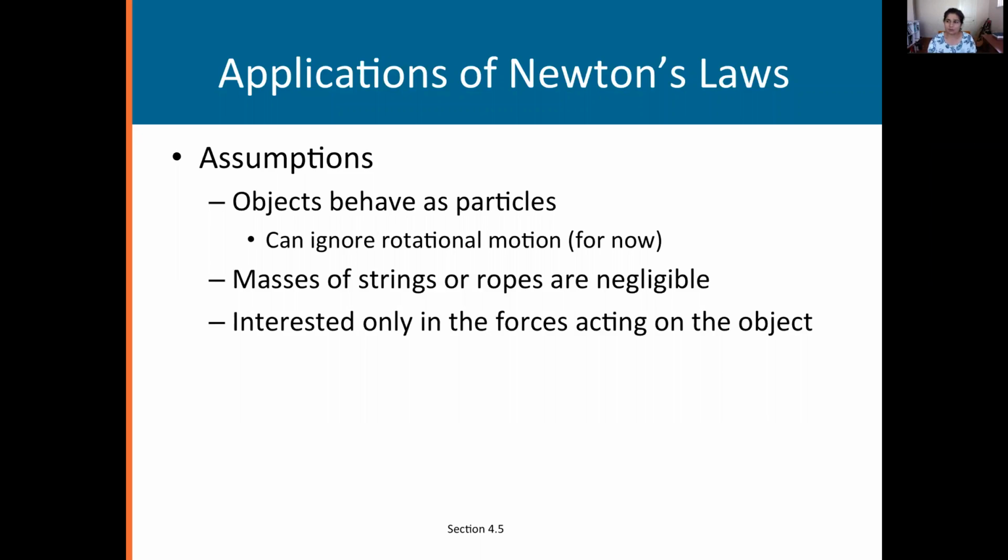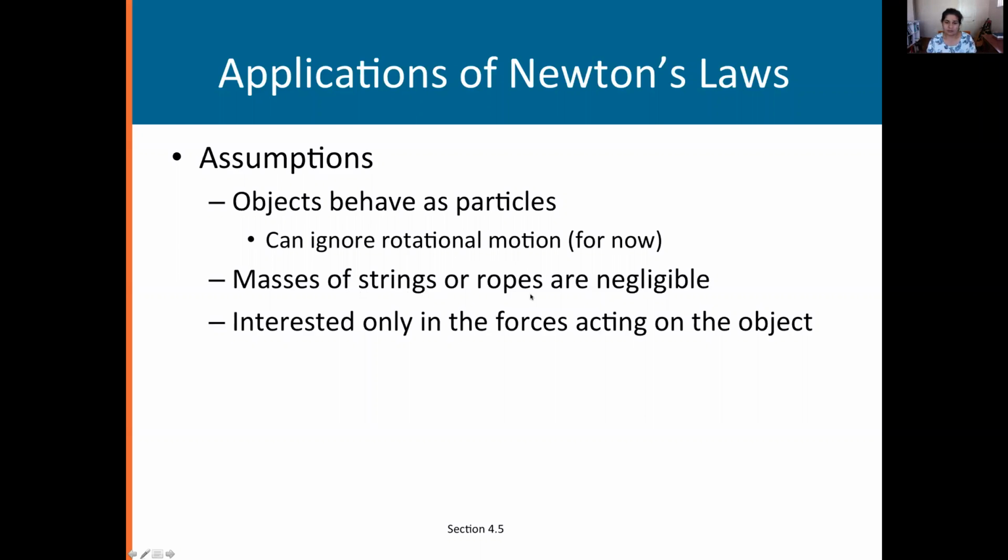The first assumption we're going to make is that objects behave as particles or dots through the center. Okay. So we can just consider the motion of that central point of the object. We're also going to ignore all rotation for now. So we're just going to assume that the only way the object can move is through translation in any of the X, Y, Z directions.